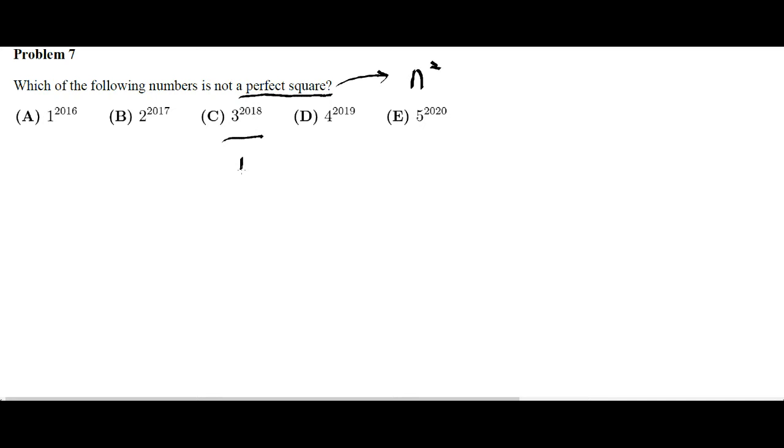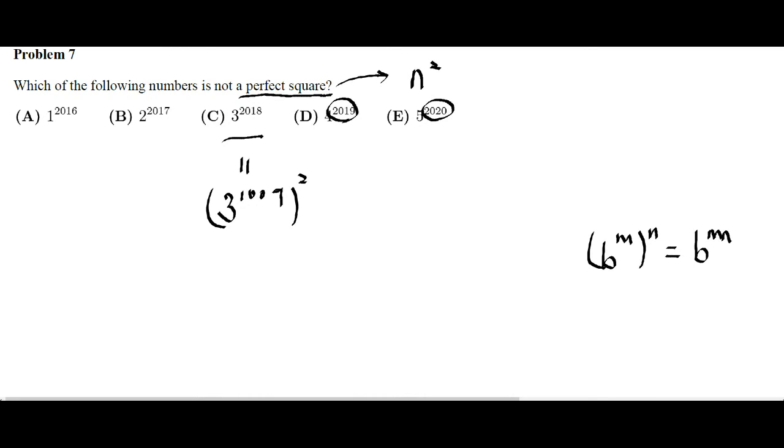So this one, C. You can rewrite it as 3 to the 1009, whole thing squared. Is it correct? You know the exponent property? b to the m's power and then n's power means b to the mn. So 2018 is 2 times 1009, right? Which means if the power is even, it's always a perfect square number, okay? So your answer must be this one.